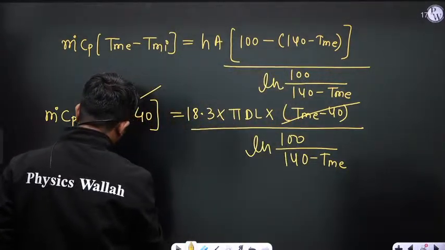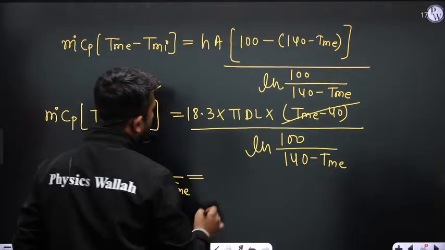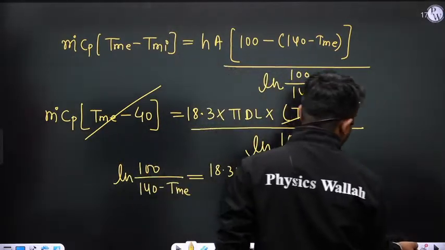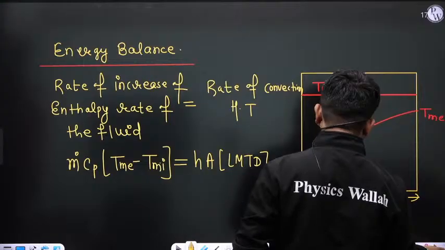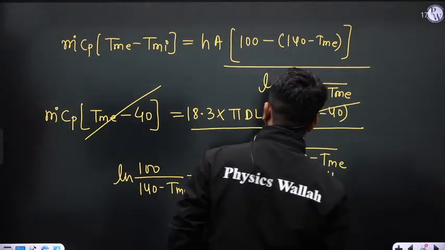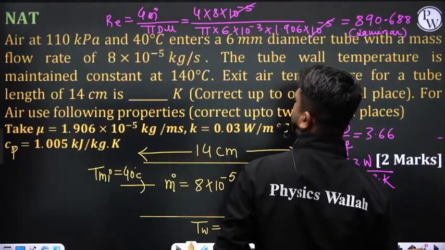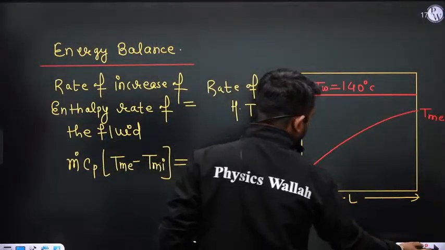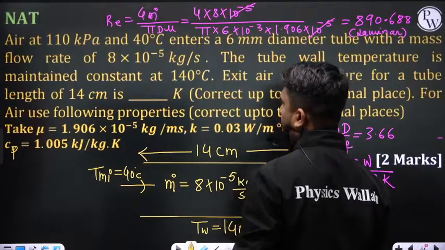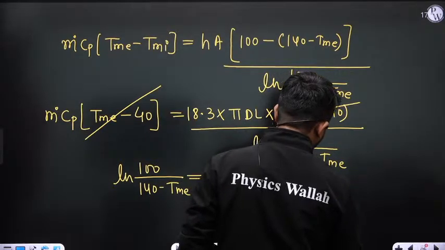So ln of 100 divided by 140 minus TME is equal to 18.3 into pi into 0.006 into length, which is given as 14 centimeter, so 0.14, that is pi d into L, divided by the mass flow rate, which is given as 8 into 10 to the power minus 5, into Cp, which is 1.005 into 10 to the power 3.